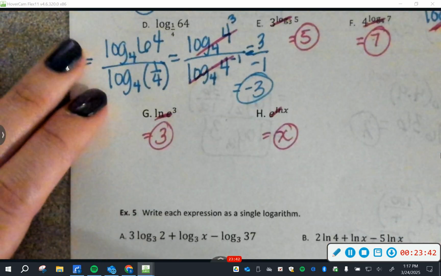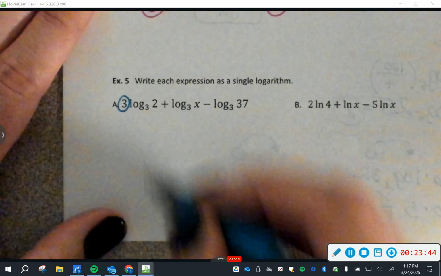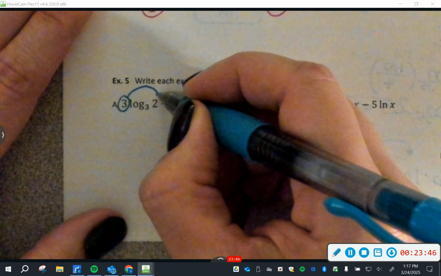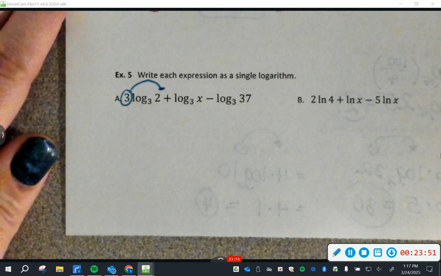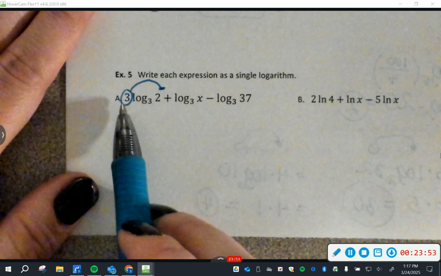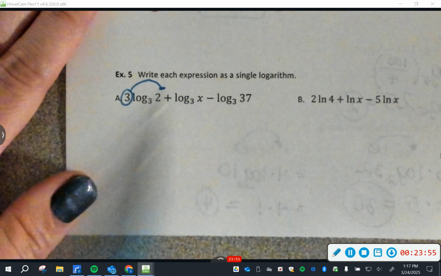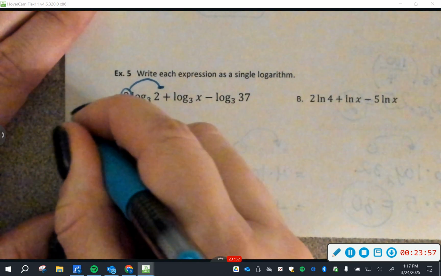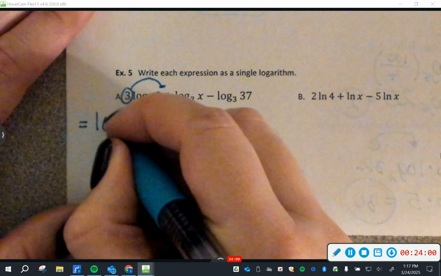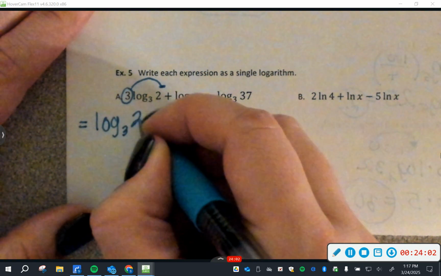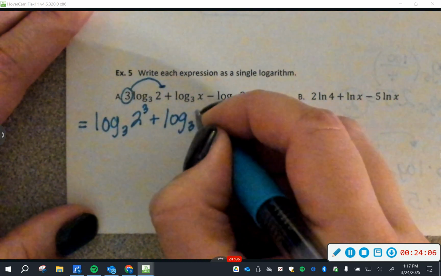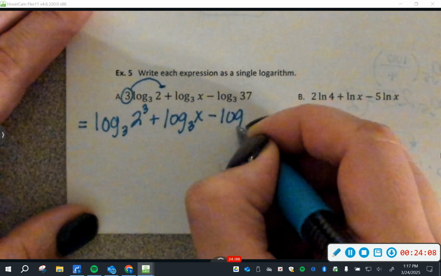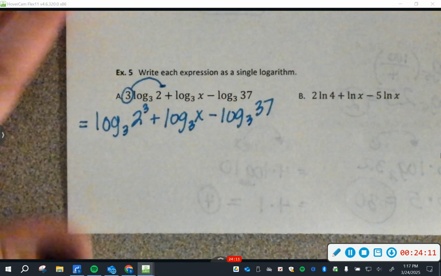Okay, so what we can do is take that 3 and pack it back up as the exponent on the 2. And that's the only exponent situation that we have in this expression. So I'm just going to do that in my first step. So this is log base 3 of 2 to the 3rd plus log base 3 of x minus log base 3 of 37.